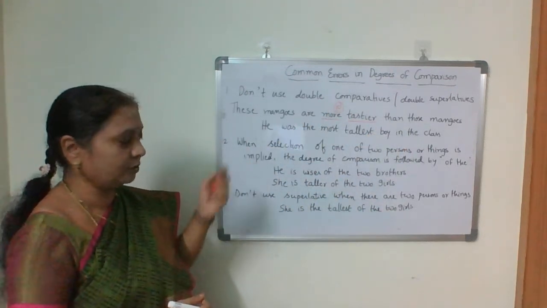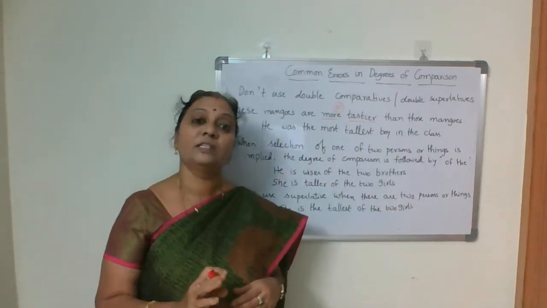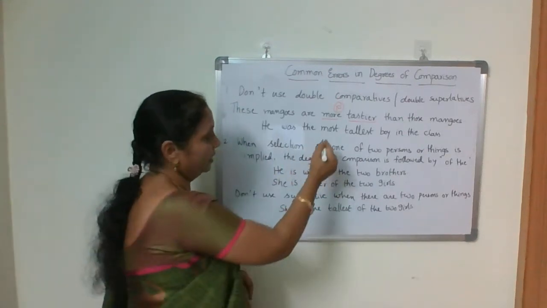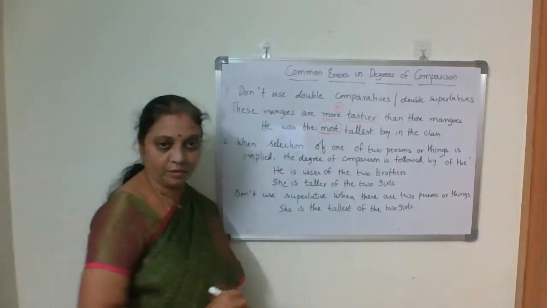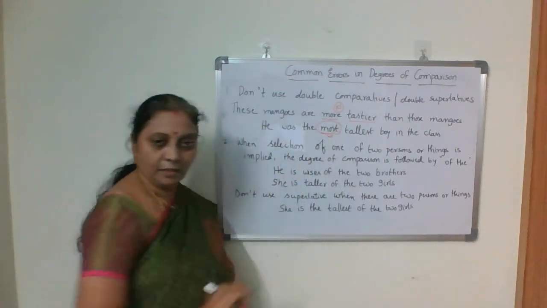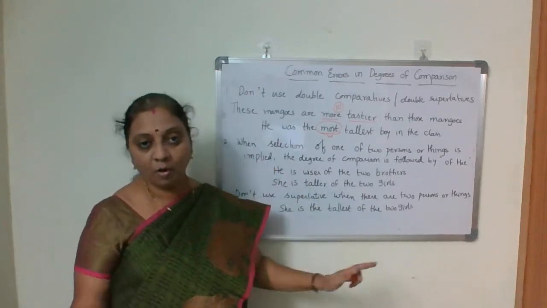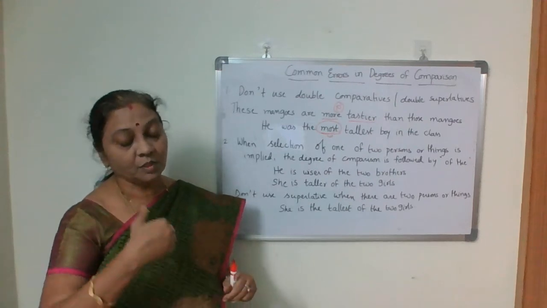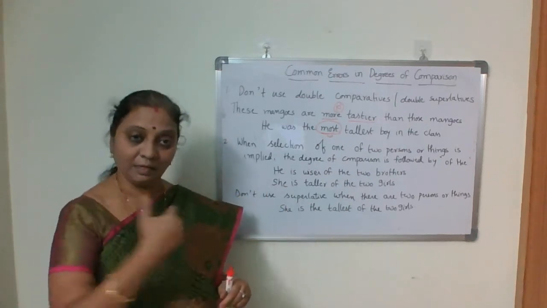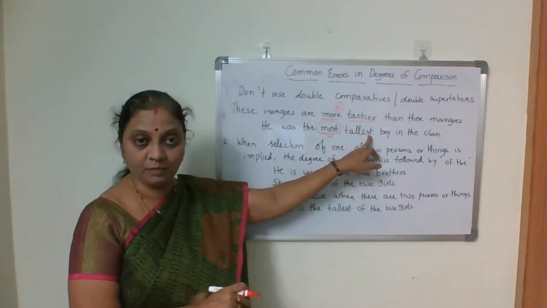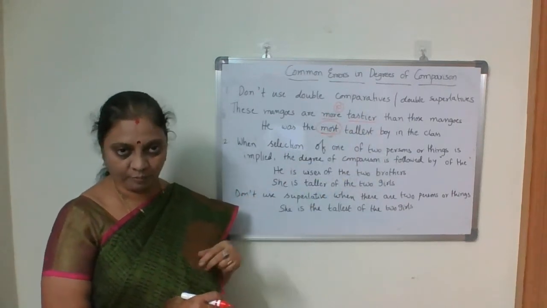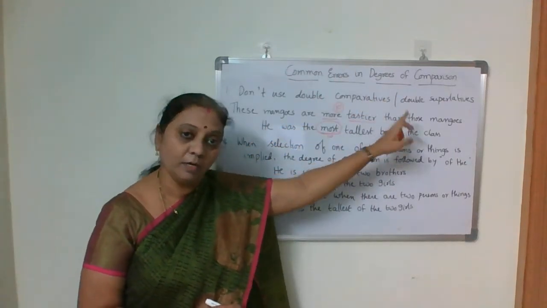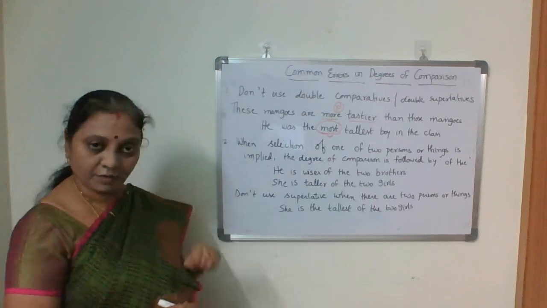Similarly, double superlatives. He was the most tallest boy in the class. Okay, he was the tallest boy in the class. Correct. So most tallest you should not use. Okay, so this is wrong. He was the tallest boy in the class. She was the cleverest student in the class. She was the most cleverest. Cleverest already EST we added for this word. Again, most you should not use. So this you should take care. So never use double comparatives or double superlatives. This is the first thing you should remember.